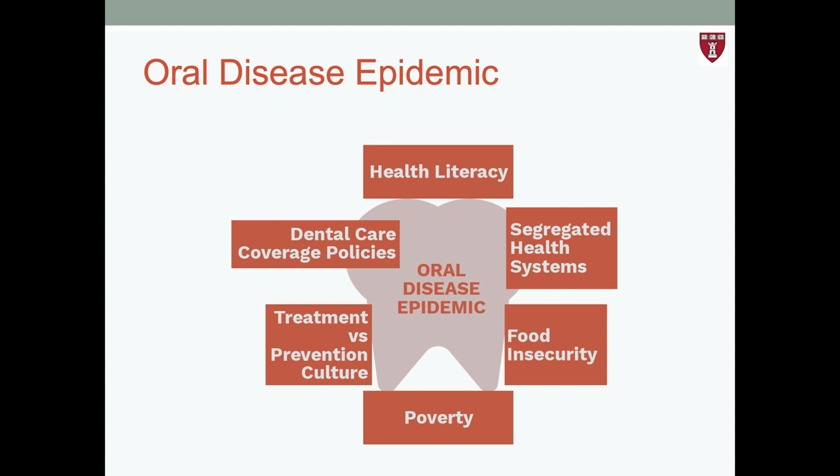Oral diseases are influenced by social disparity epidemics that include poor health literacy, segregated health systems, food insecurity, poverty, a treatment versus prevention culture, and inequitable dental care coverage policies. These epidemics do not happen in isolation. For example, segregated health systems in the United States disproportionately burden vulnerable communities and exacerbate health disparities, contributing to the 33% of emergency department visits that are not managed appropriately. Even now, the percentage of emergency department visits due to dental pain continues to rise each year.